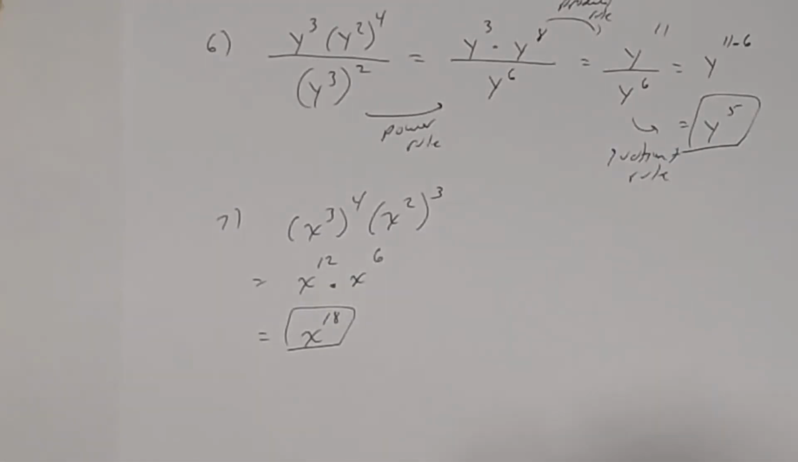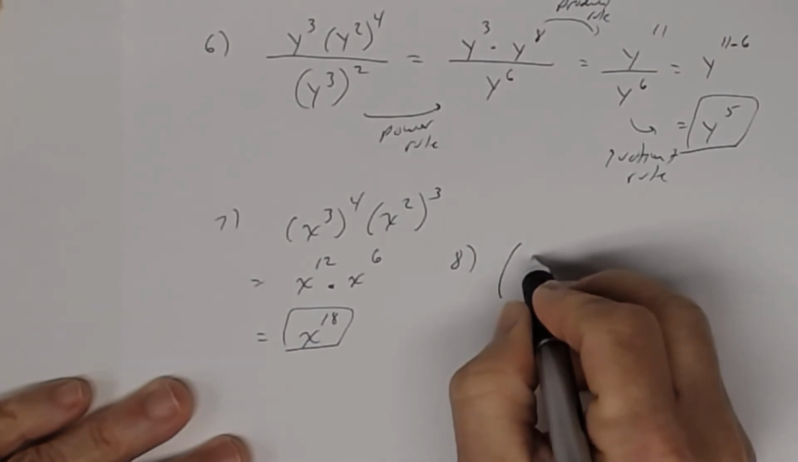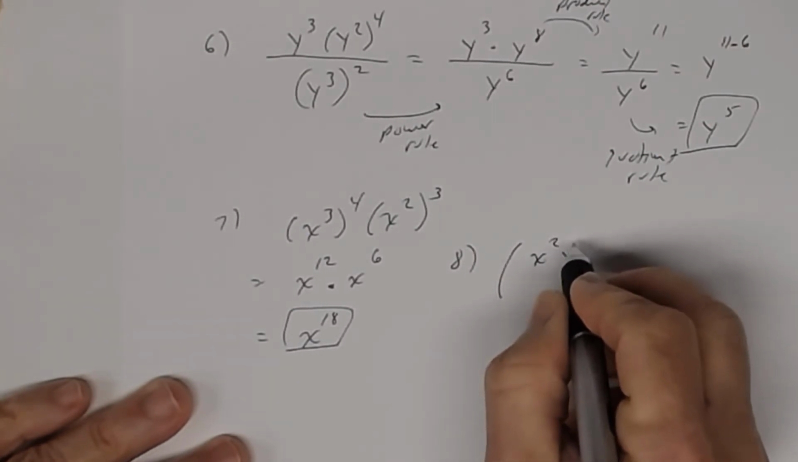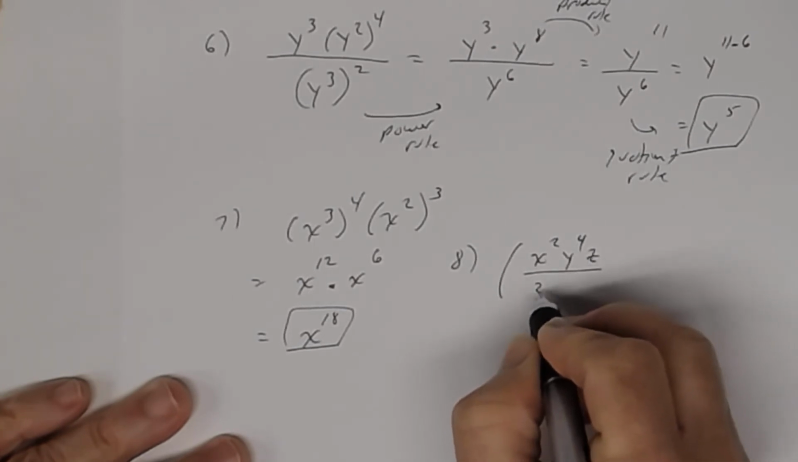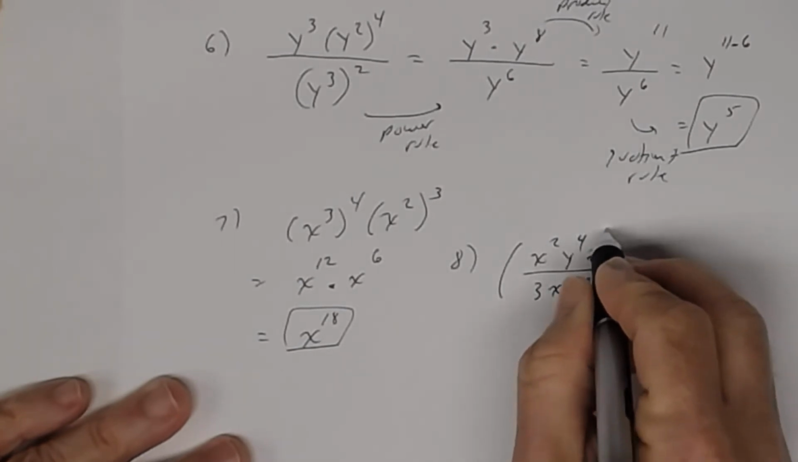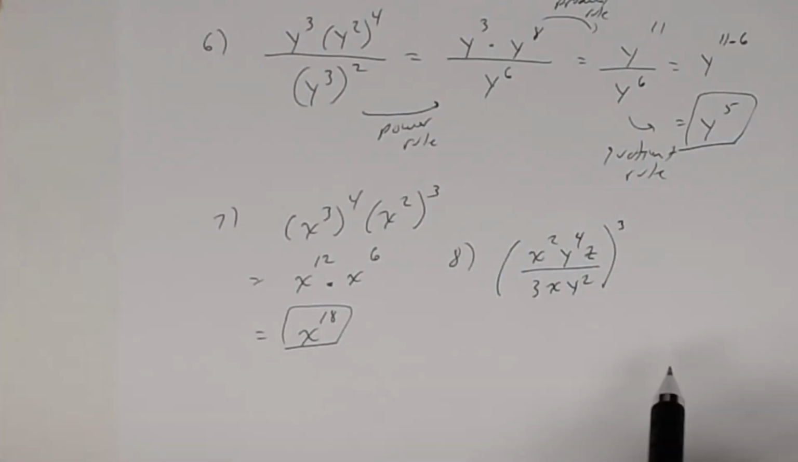All right, and then number 8. Okay, so number 8, we have a quotient. We have x squared y to the 4th z divided by 3x y squared, all being raised to the 3rd power. All right, so that looks a little bit complicated, right? It's not.